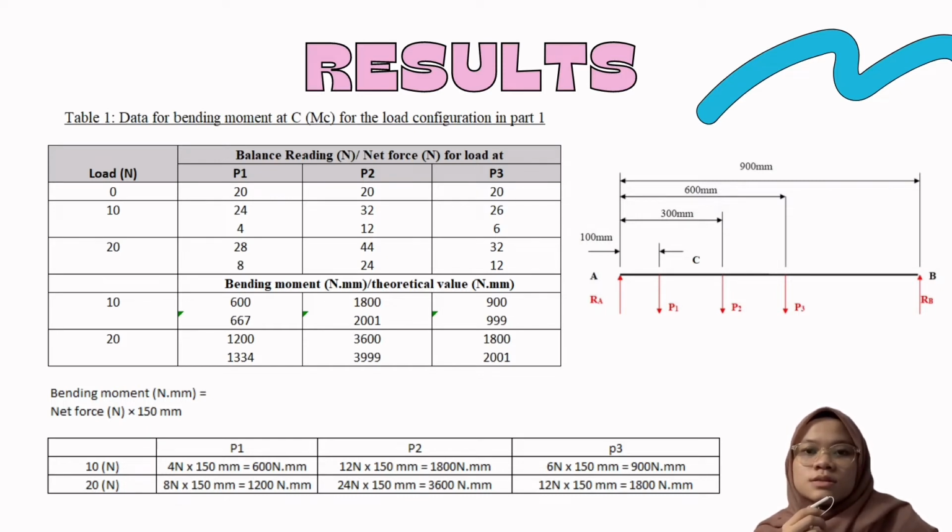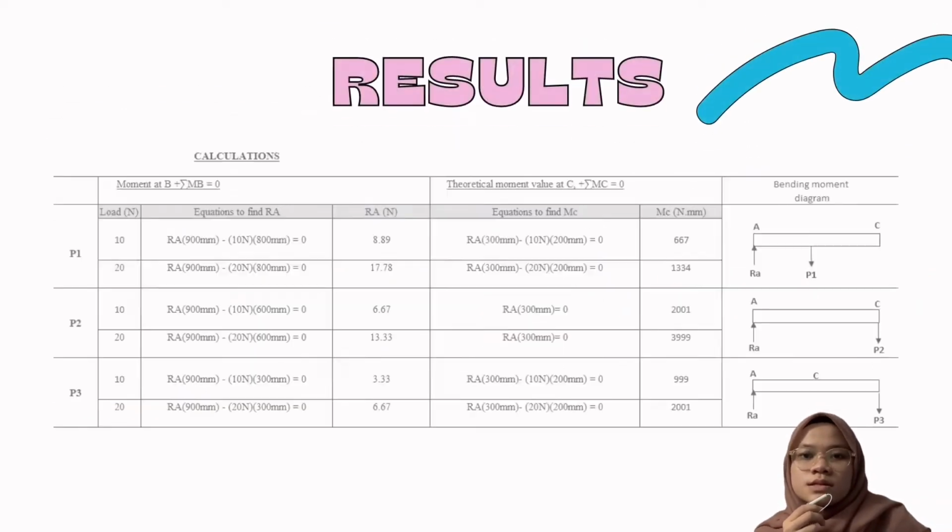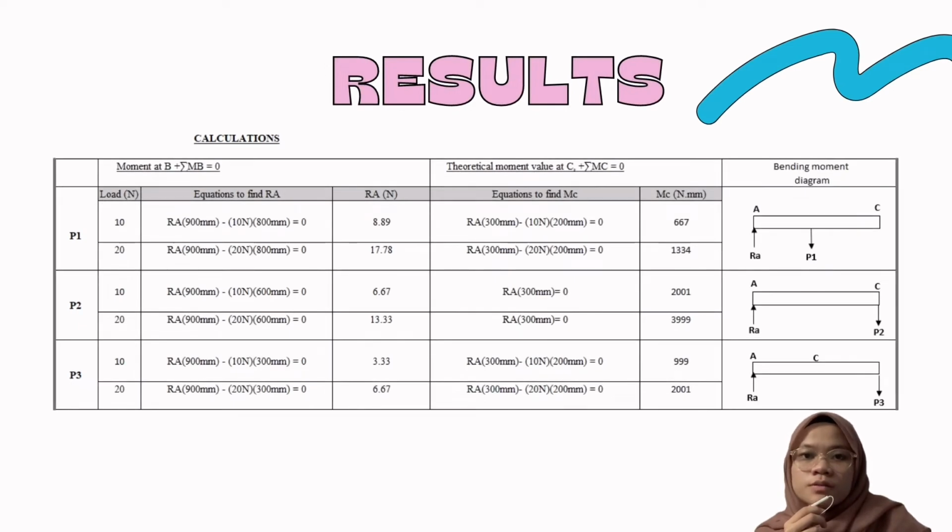Next, the table below shows the calculation of bending moment for each load given, where we can calculate by multiplying the net force given from data with 150 mm. Next, this is the calculation to obtain the theoretical moment at C, where we need to find the value of RA first in order to get MC.